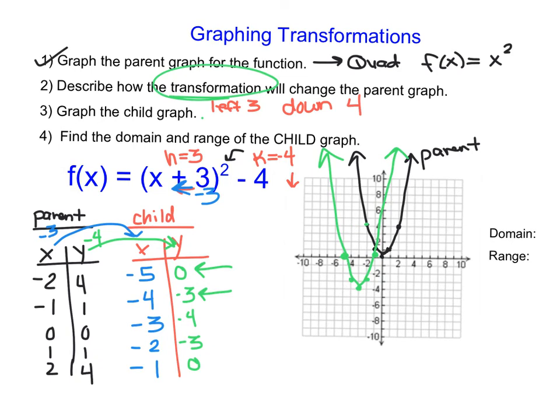Now, our last step here is to identify the domain and the range of this particular graph. So if I look at my x values, I'm using every point to the left and to the right. So my domain is all real numbers. And then for my range, this one is actually a little bit trickier. Our range, our lowest point is at y is -4 and then goes up. So our range is going to be y is greater than or equal to -4.